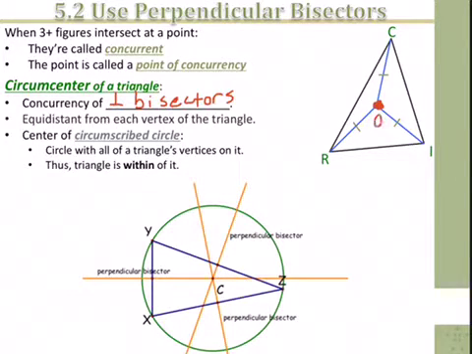Let's call it O for oops. So, OC is congruent to OI, which is congruent to OR, because O is equidistant from the vertices of the triangle. Again, that's if O is the circumcenter. So we can actually justify why this is.